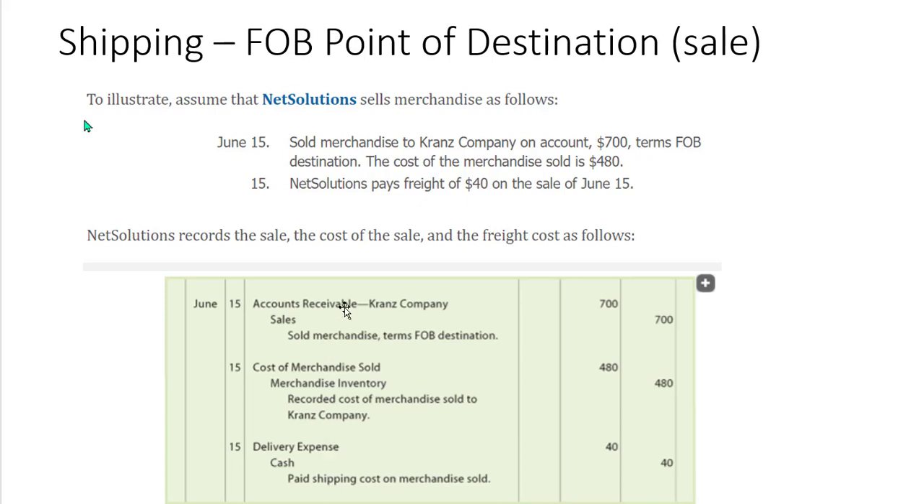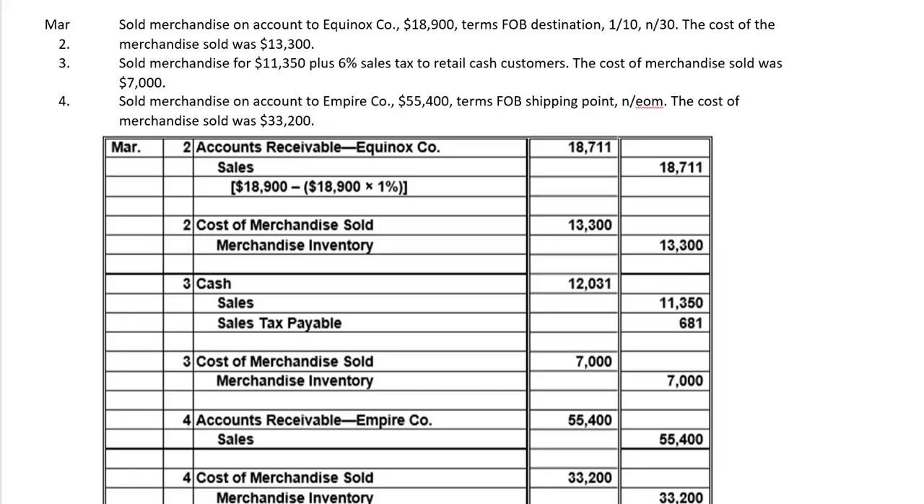Now you want to do the class problems on this too. I've got a couple here that I thought we'd just go over, just to see what the entries would be like with discount terms. In this first one, these are sales transactions. We sold merchandise on account. This is, I think, the first problem in the Pro Copy book. Sold merchandise on account to Equinox for $18,900 with 1% in 10 days, net amount in 30.